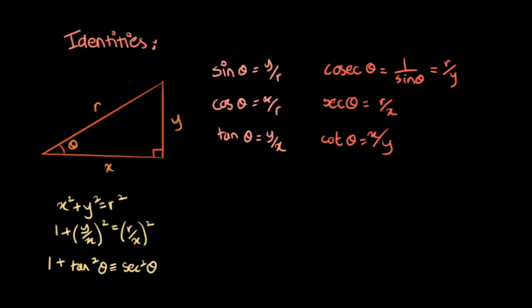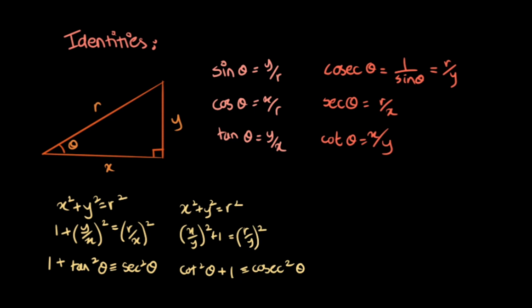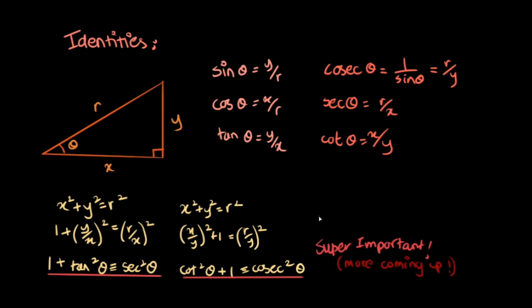Moving forward, let's look at the Pythagoras theorem again. Divided throughout by x squared, we are left with a primary identity in trig, which is 1 plus tan squared theta equals sec squared theta. If we divide it throughout by y squared instead, we obtain another crucial identity, which is cot squared theta plus 1 equals cosec squared theta. You'll see these two identities quite often in trigonometry. However, this isn't the end of the list of identities in trigonometry. There's more to be covered soon.